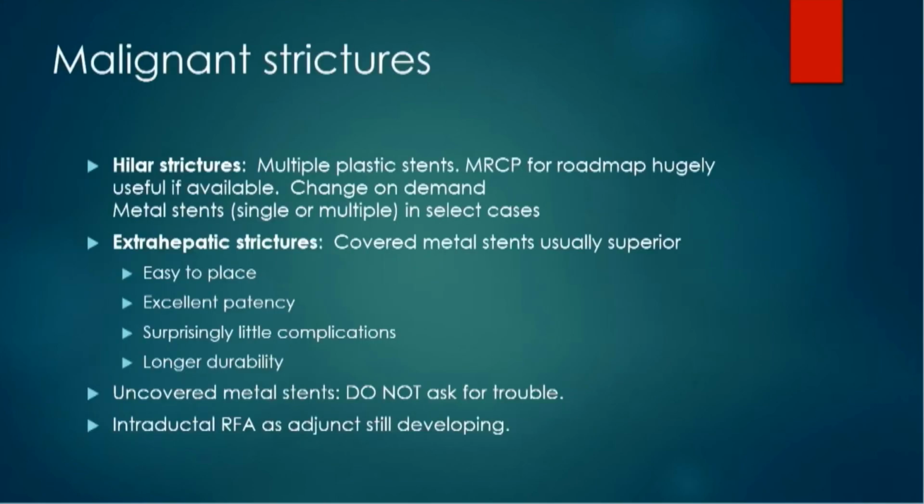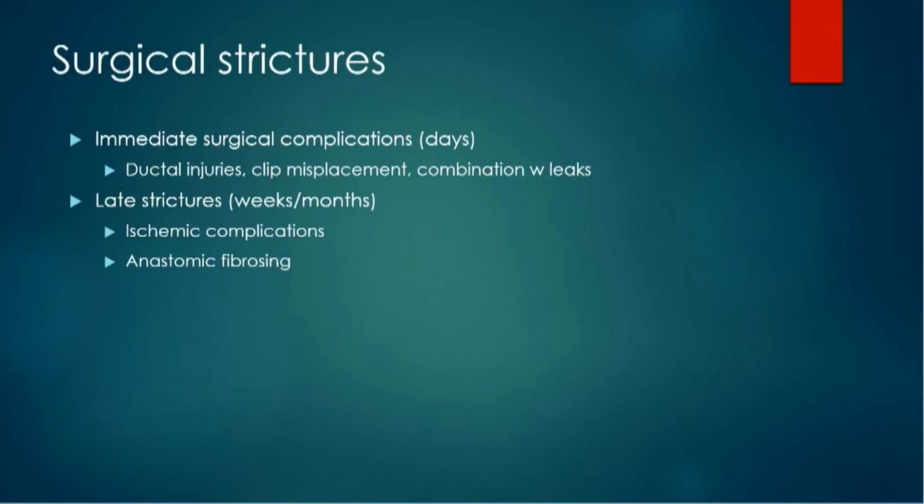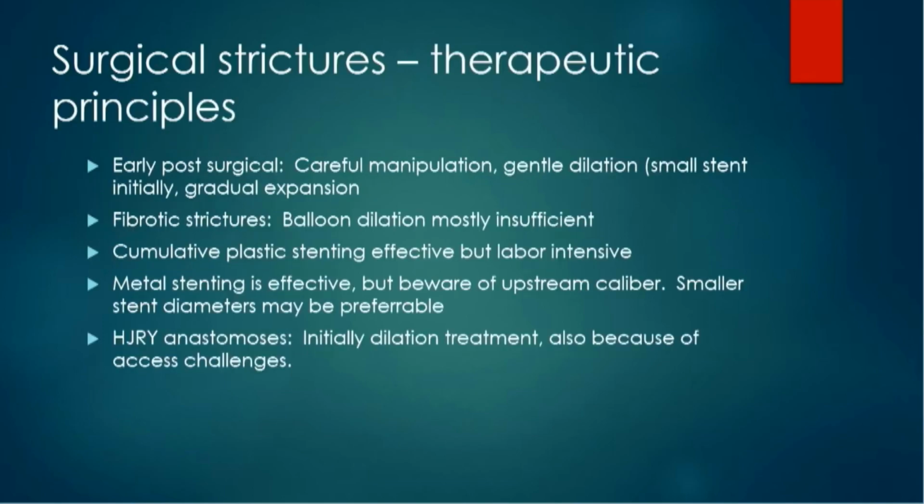Just a few words on the specifics of stricture types. I think I'll skip this. But for the surgical strictures, we have the immediate strictures, the immediate complications, as I said, and then the late strictures, and then the therapeutic principles would be for the early ones to manipulate carefully because we don't want to harm the tissue more.